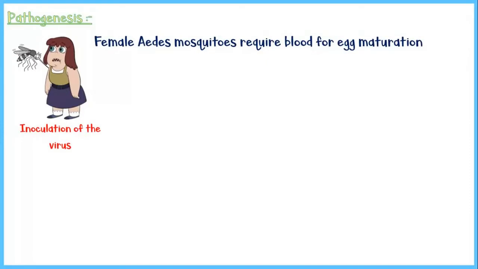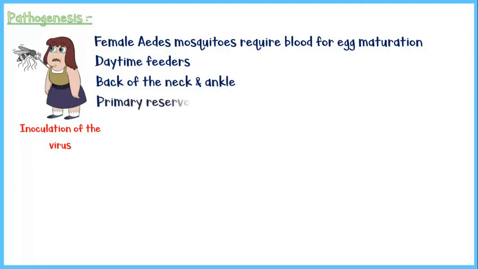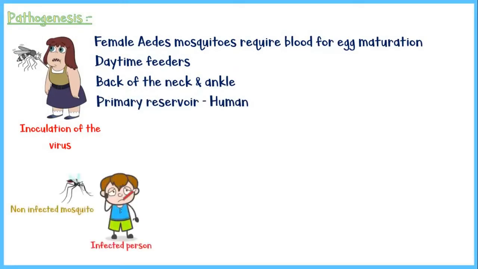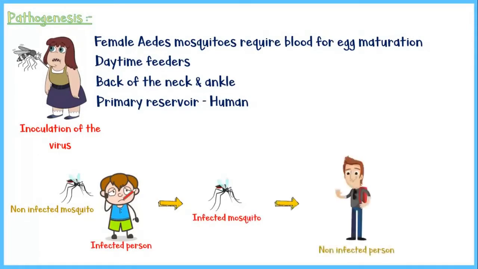Unlike other mosquitoes, they are daytime feeders. They usually bite on the back of the neck and ankle area. The primary reservoir of the virus is human. When an infected person is bitten by a non-infected Aedes mosquito, the virus is transmitted into the mosquito and it becomes infected. When this mosquito bites another non-infected person, the person also becomes infected. This is the main method of viral transmission.